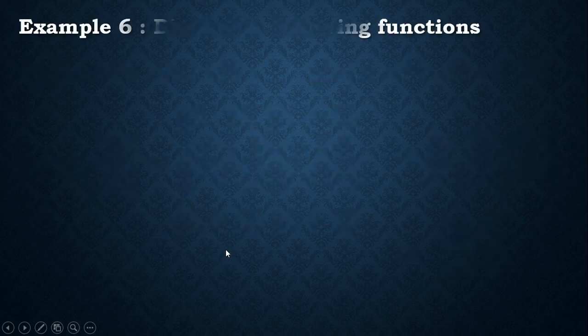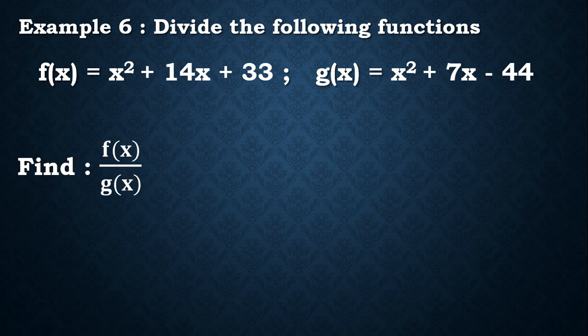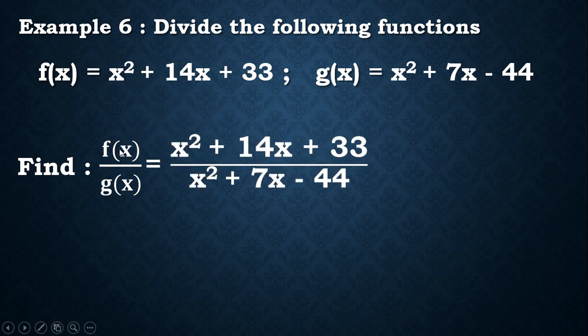Let's talk about example number 6. Divide the following functions. f of x is equal to x squared plus 14x plus 33. g of x is equal to x squared plus 7x minus 44. We have to find f of x over g of x, or the division of functions. And then we have to substitute the value of f of x, which is x squared plus 14x plus 33, and the value of g of x, which is our denominator, x squared plus 7x minus 44.